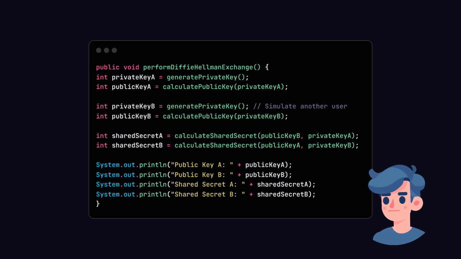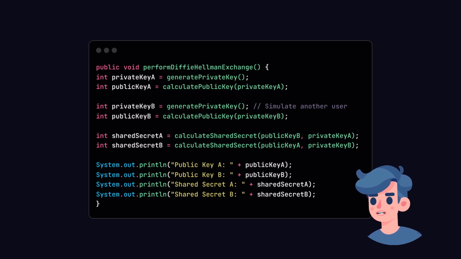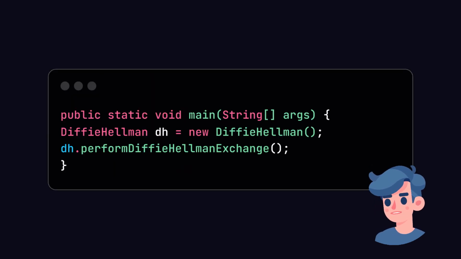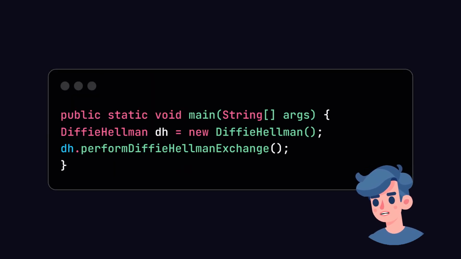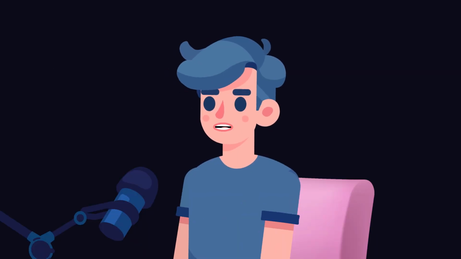Before we finish up, let's add a few more features to our implementation. First, we can encapsulate the actual Diffie-Hellman process in a separate method that can be reused. This way, we can compute shared secrets for any two users. Finally, integrate this method into the main method, so whenever we run the program, it performs the Diffie-Hellman exchange. Now, you should have a complete implementation of the Diffie-Hellman key exchange in Java, including secure random key generation.